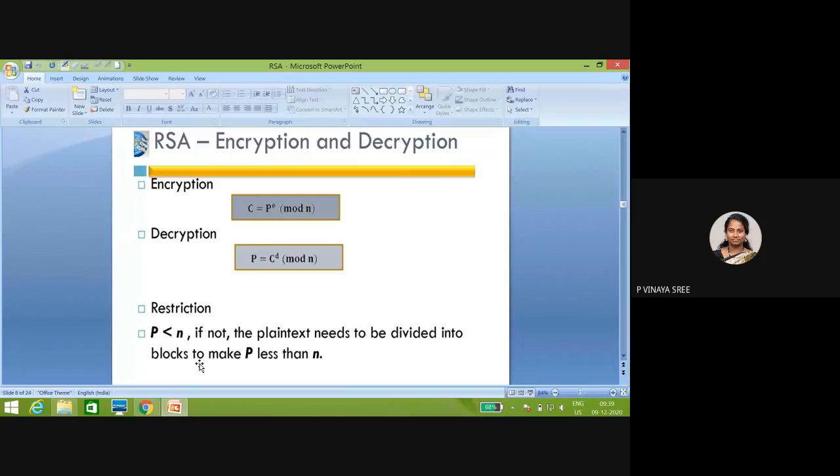If it is greater, what do we have to do? If the message that the sender wants to send to the receiver is long, we will divide it into block sizes, and for the first block we will use the encryption algorithm. Next, for the next block we will use the same. In the same way, if the plain text the sender wants to send is larger than the n value, we will divide it, and for the remaining blocks we will use the same concept for encryption and decryption.